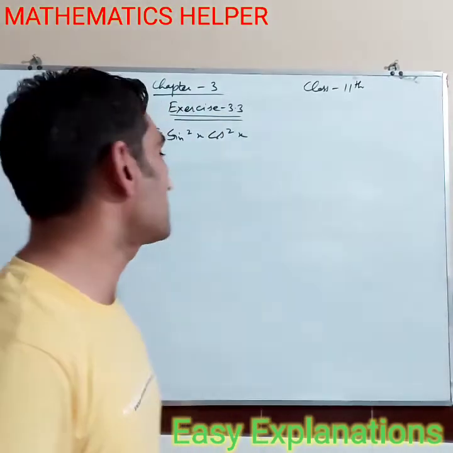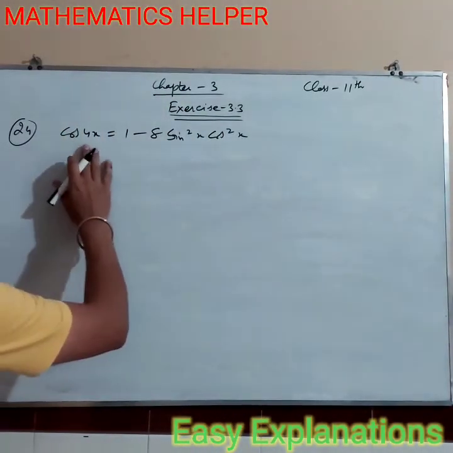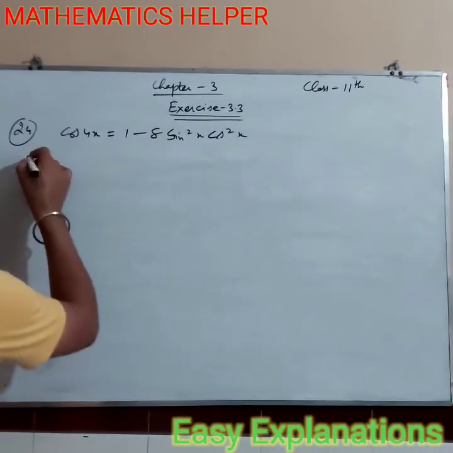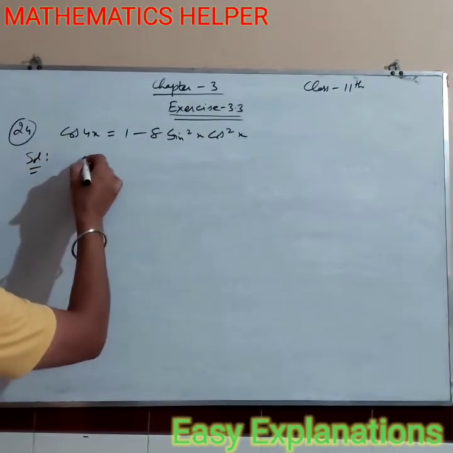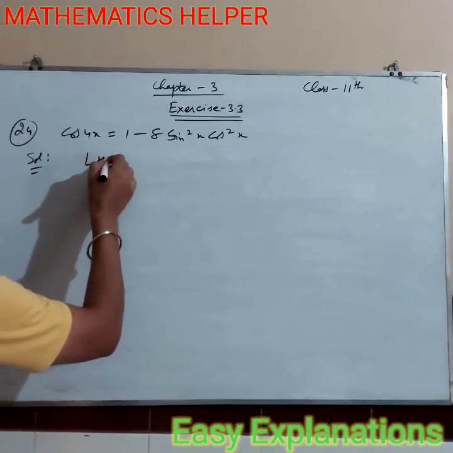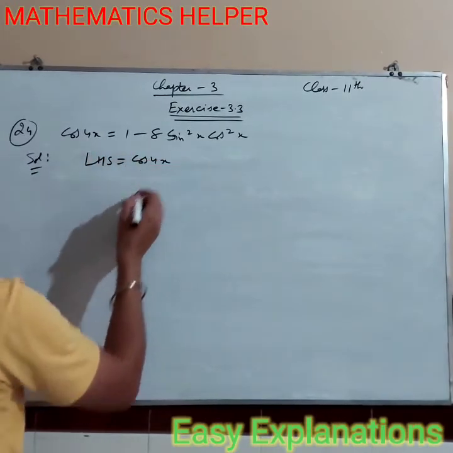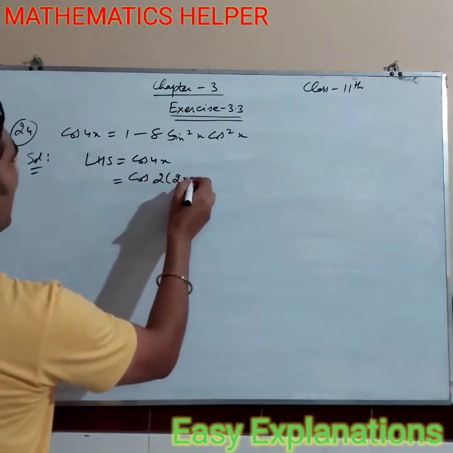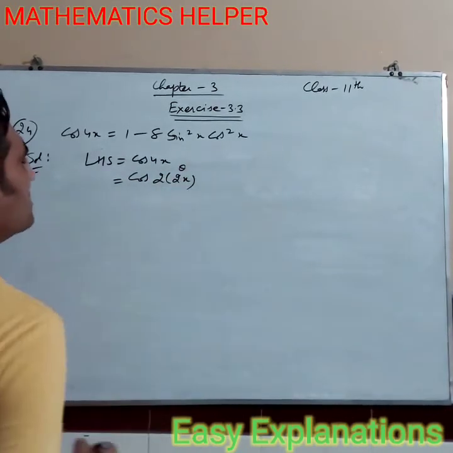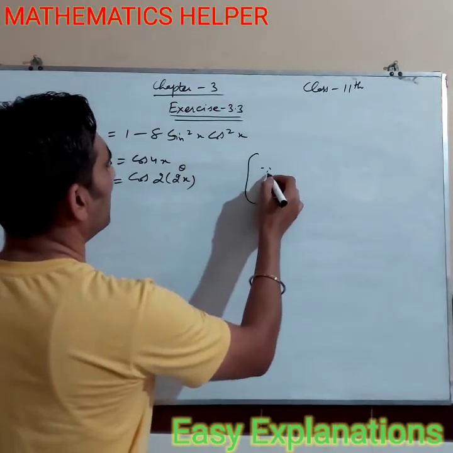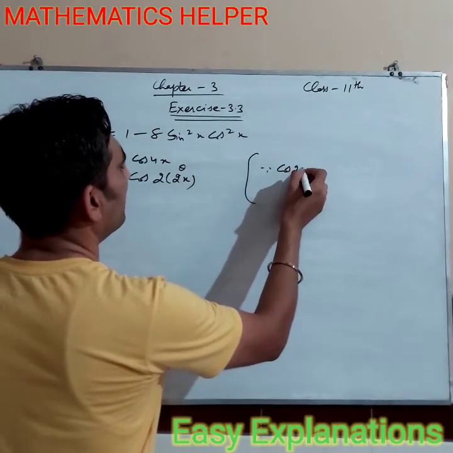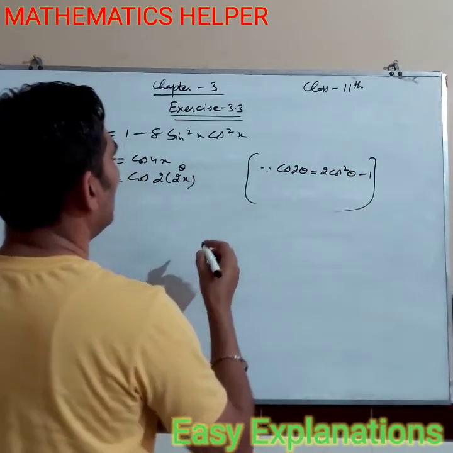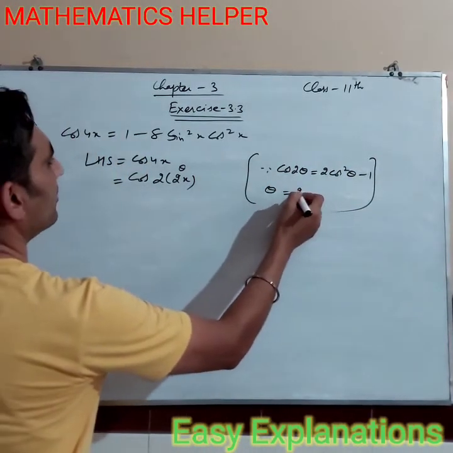Students, here is our question number 24. Cos 4x equal to 1 minus 8 sin square x into cos square x. Let's start from the left side of equality again. It is left hand side is cos 4x, and cos 4x can be written as 2 times of 2x. It is like cos 2 theta. Try to remember formula for cos 2 theta. It is 2 cos square theta minus 1, and theta here is 2x.